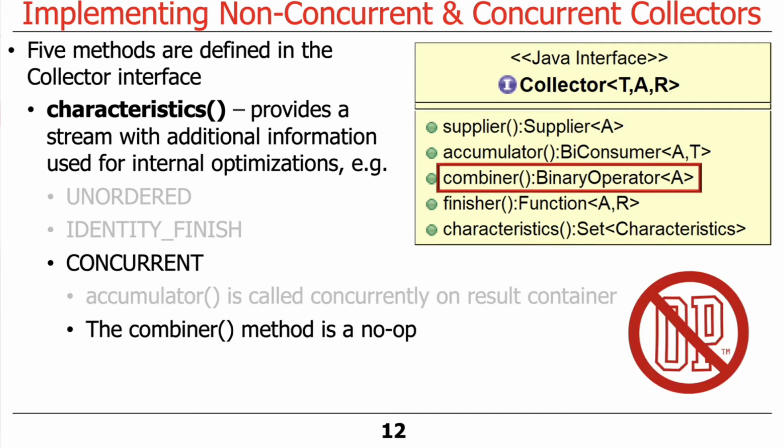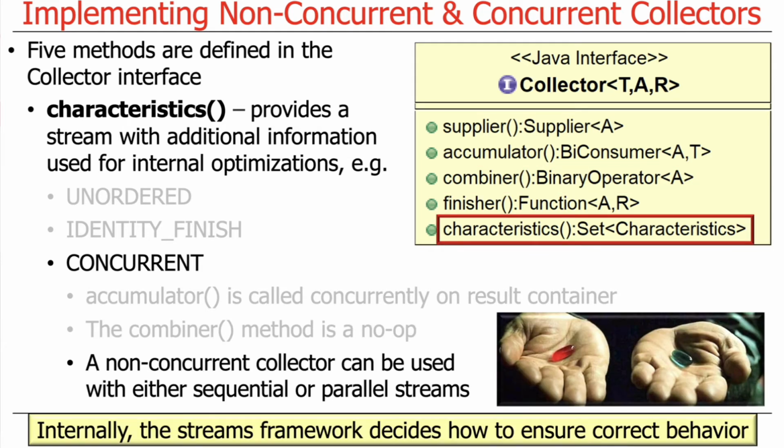Also, if you set concurrent, then the combiner method is a no-op, because you're not combining anything. If you don't set concurrent, if you're using a non-concurrent collector, then the combiner is necessary. Now, this is a little bit confusing. A non-concurrent collector works with both sequential and parallel streams. It's just doing combining for the parallel streams. If you use a concurrent collector, then combining is never going to be called. And so you have to tell the framework what you need, and then it will make sure to enable the right behavior.